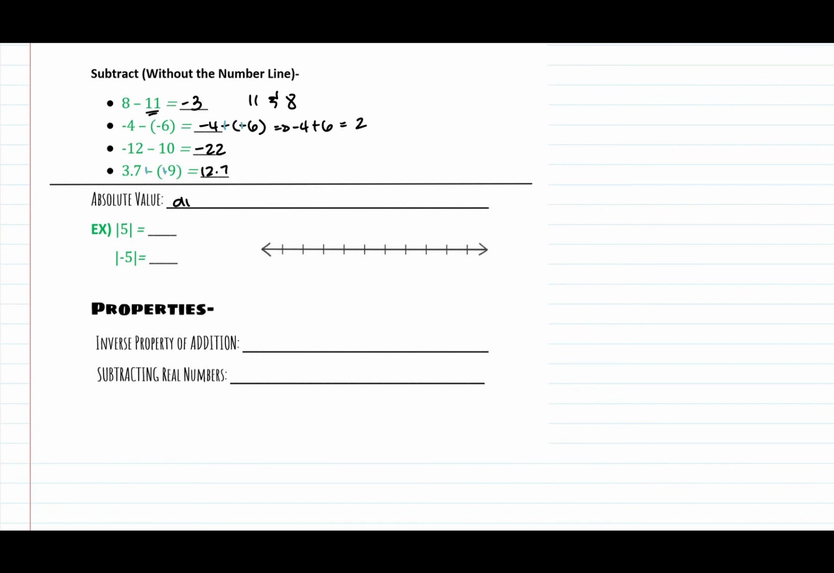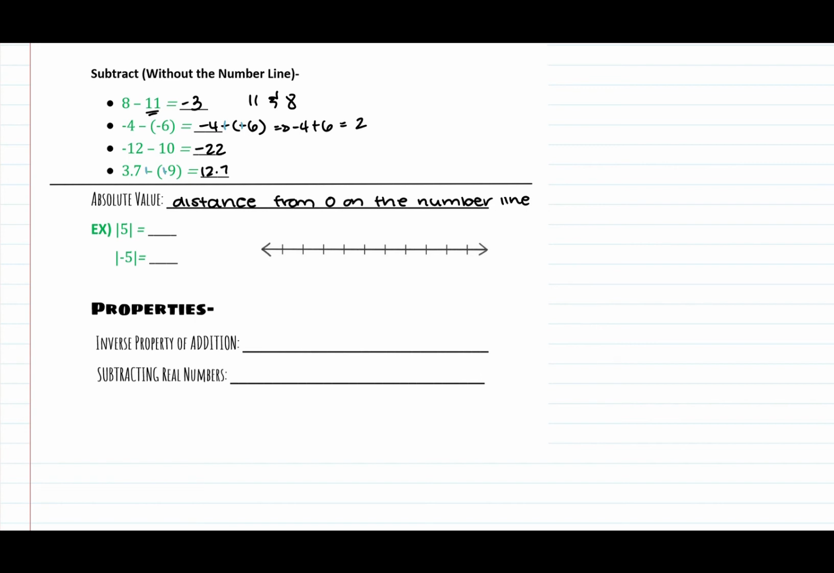So absolute value is a distance from zero on the number line. So absolute value, a distance from 0 on the number line. So for example, we have an absolute value of 5. Now, these two lines with a number in between mean that it's an absolute value, okay? That's basically a symbol that represents absolute value.